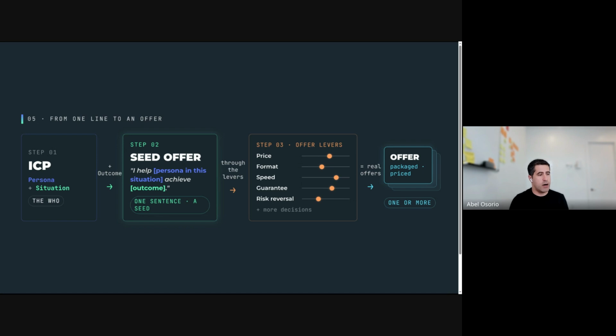Then when we add the outcome, we just get the seed offer that has this shape: I help persona in this situation achieve an outcome. And then we need actual products to offer people. We can't really offer this because the seed offer doesn't have any pricing. It doesn't have any delivery model. It's not something people can buy. What can they buy? They can buy our offers, products, services, whatever we give them in exchange for money.